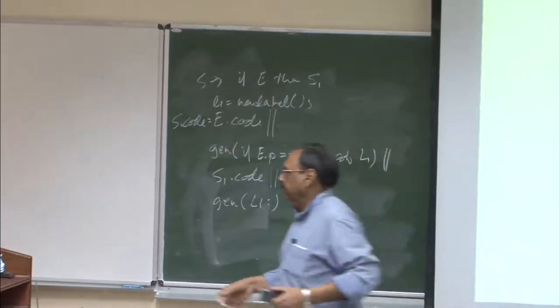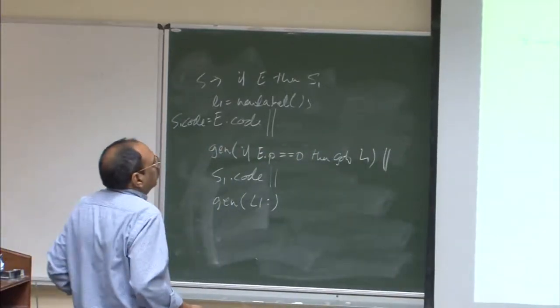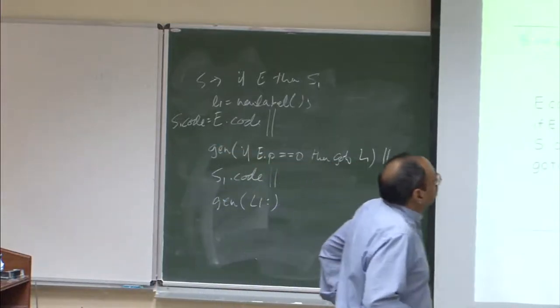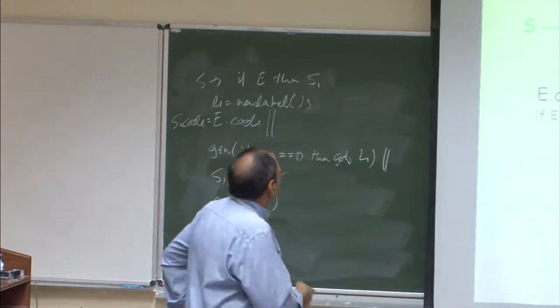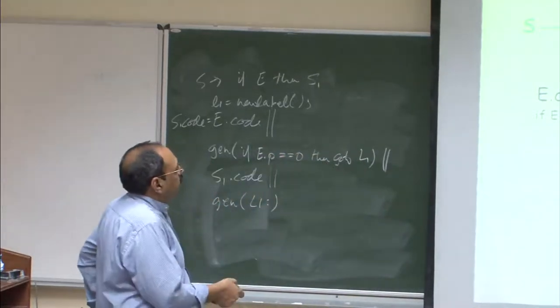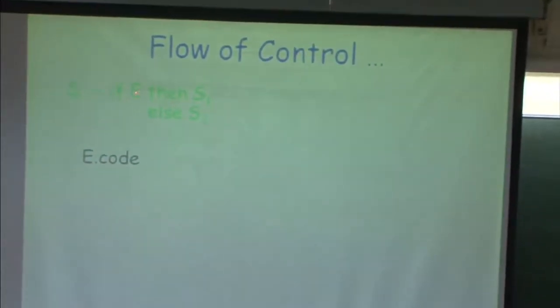Or let me skip that part and first go to... So I started with iteration. Let me skip this part. So here is if-then, and here is actually a more general case of if-then, which is if-then-else. So, what will happen in this case?